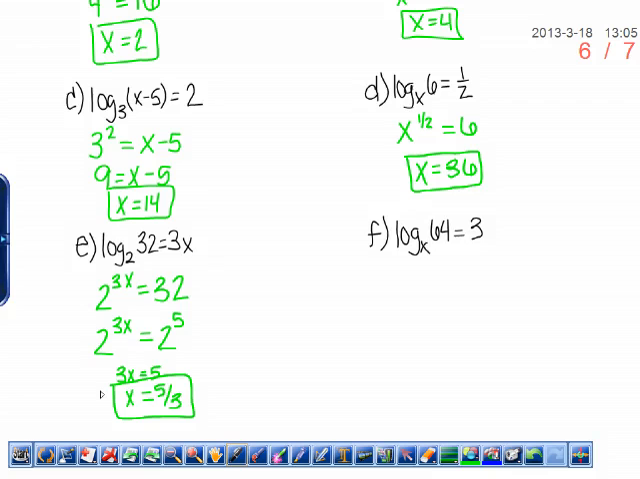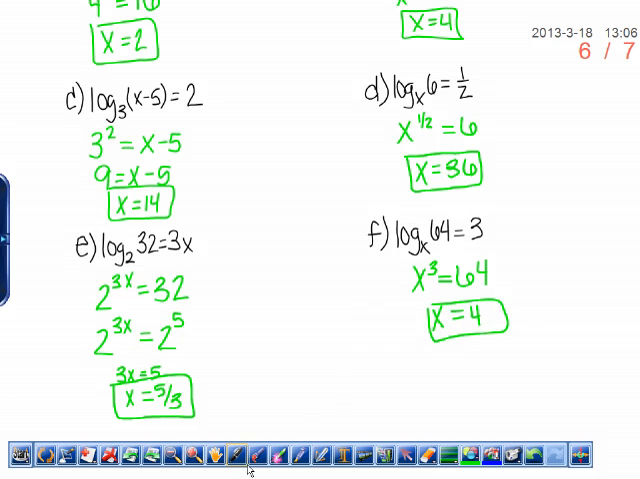Okay. Caroline, what's the equation you set up for F? X to the 3rd is equal to 64. Good. So from here, you can just think what cubed gives me 64, or you can take the cube root of both sides. Either way, what do we get for x? 4. Everyone good on these? All right, cool.